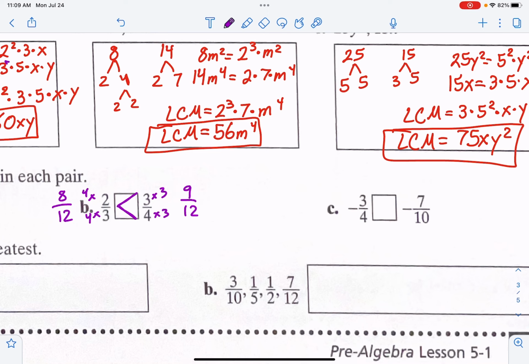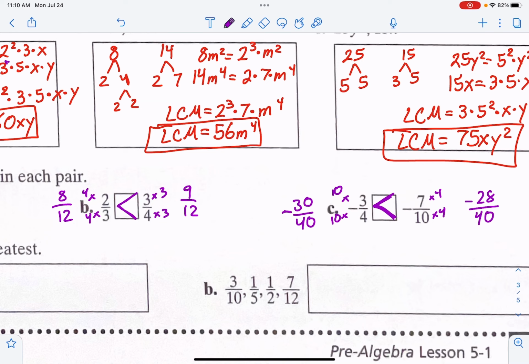Then for this one, we can times top and bottom by 4, top and bottom by 10, right? So on this side, we're going to have -30/40, and on this side, we're going to have -28/40. Remembering with negative numbers that if it's a bigger one, it's smaller because it's farther away from 0. So our symbol should go this way because -30/40 is smaller. So -3/4 is smaller than -7/10.